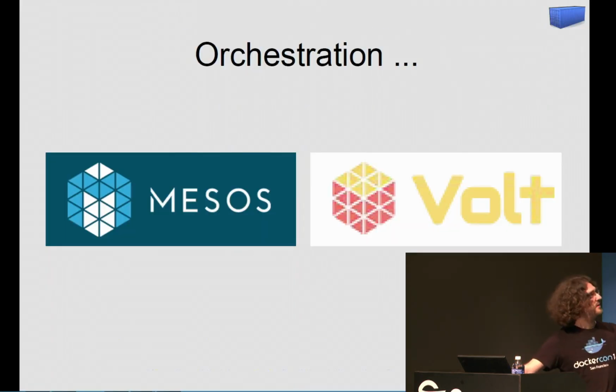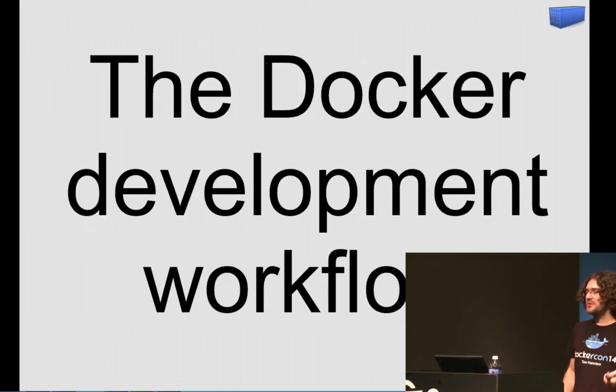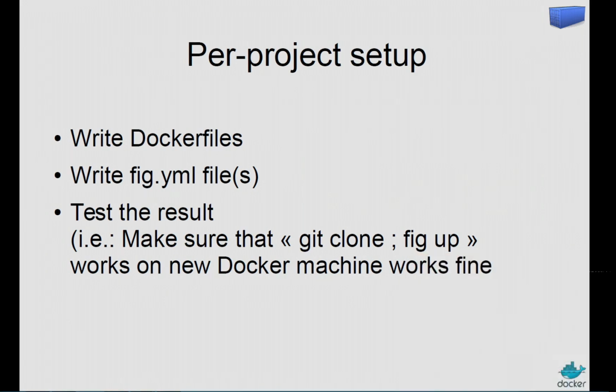Okay, so in here, in addition, we had a short demo of Mesos, which is usually a big and hairy orchestration framework, so that's great. So the development workflow looks like you do a per project setup, where the first time you write the Docker files, write the Fig YAML file, and test, so make sure that I can go to a completely blank Docker machine, clone my code, Fig up, and everything shows up. Once I have that, I'm good to go.